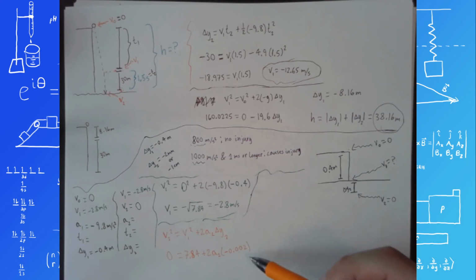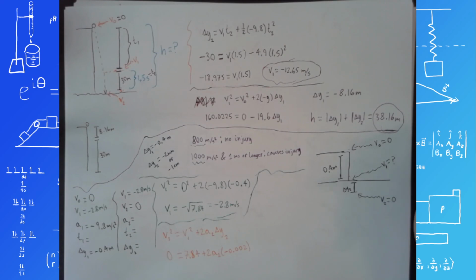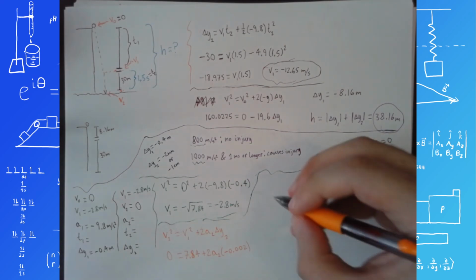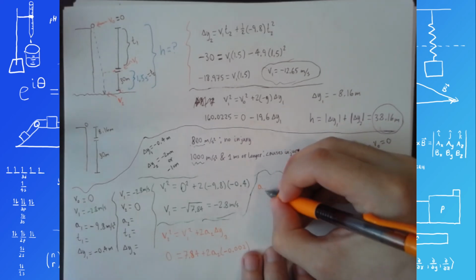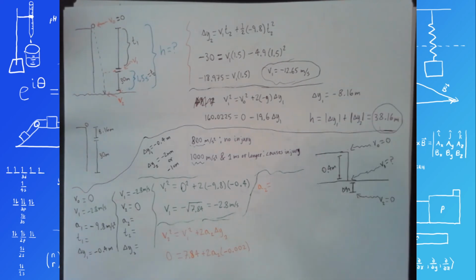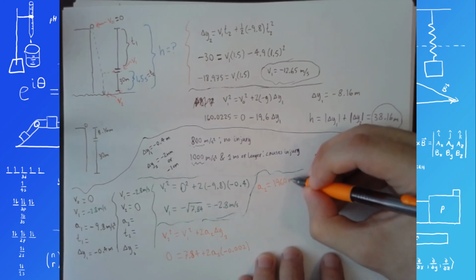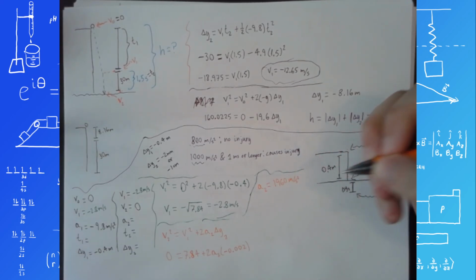Add 0.004 A2 to both sides, and I'm left with 7.84 over 0.004. So A2, at least in the first version, is 7.84 over 0.004. And that's 1,960. That's 1,960 meters per second squared.